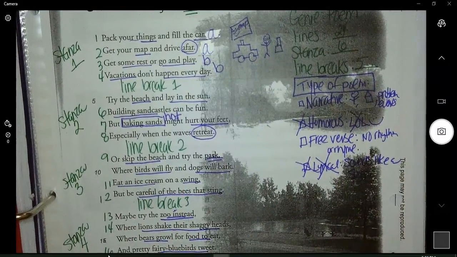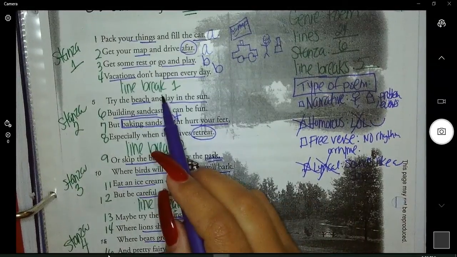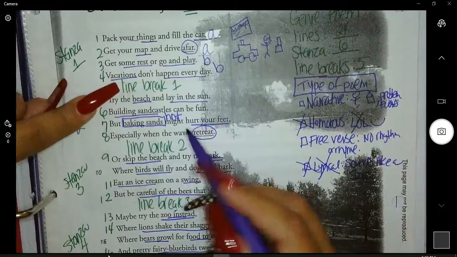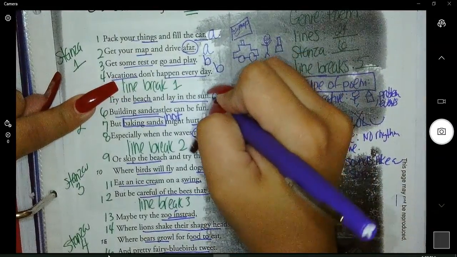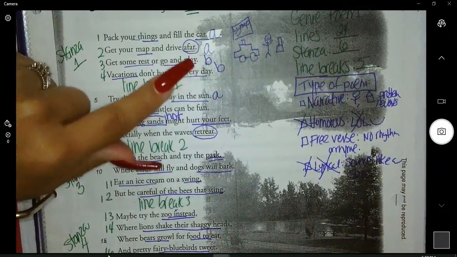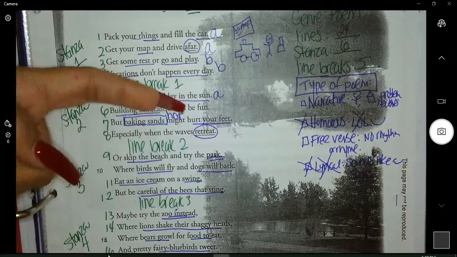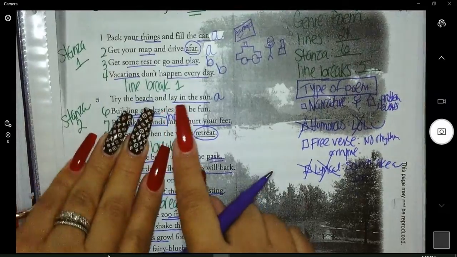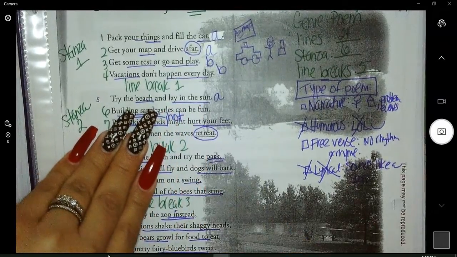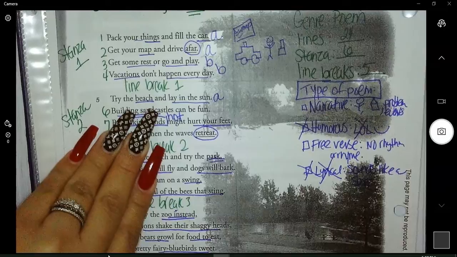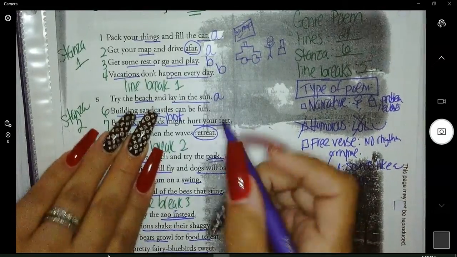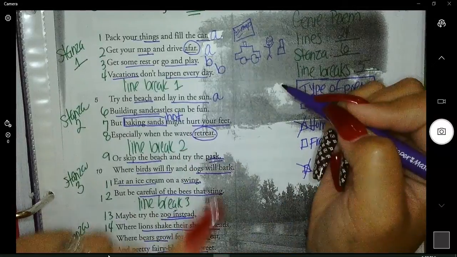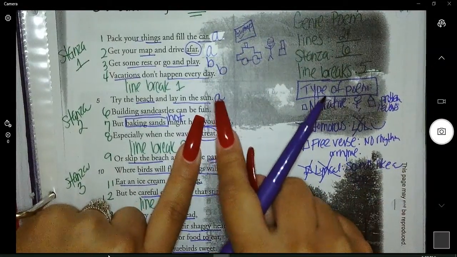Now I'm ready for stanza 2. Try the beach and lay in the sun. Oh, boys and girls, there is a line break. So because there's a line break, I have to start again with letter A. I cannot continue. There is a line break. I have to start again at A. So this one says try the beach and lay in the sun. So I can literally hear almost the beach. I can feel the sun on my skin. Line 6. Building sand castles can be fun. Okay, so let's see. Fun and sun. Do they rhyme?